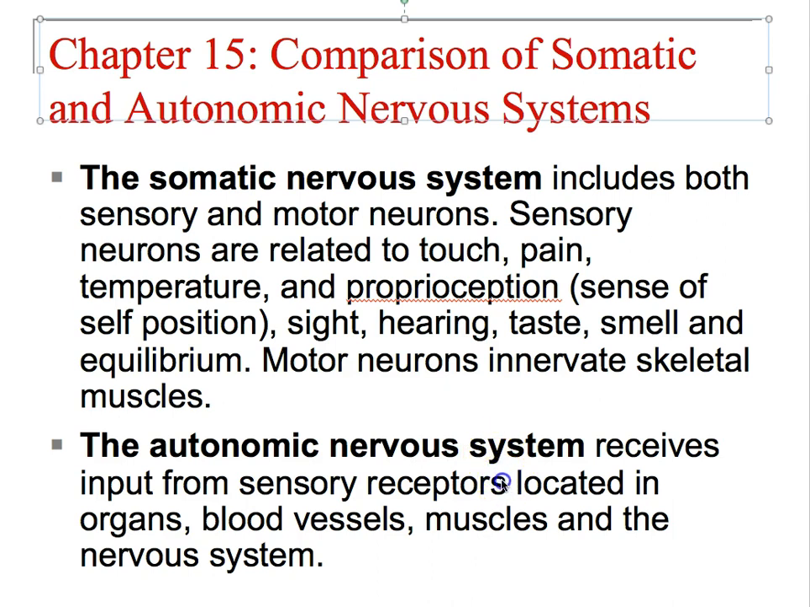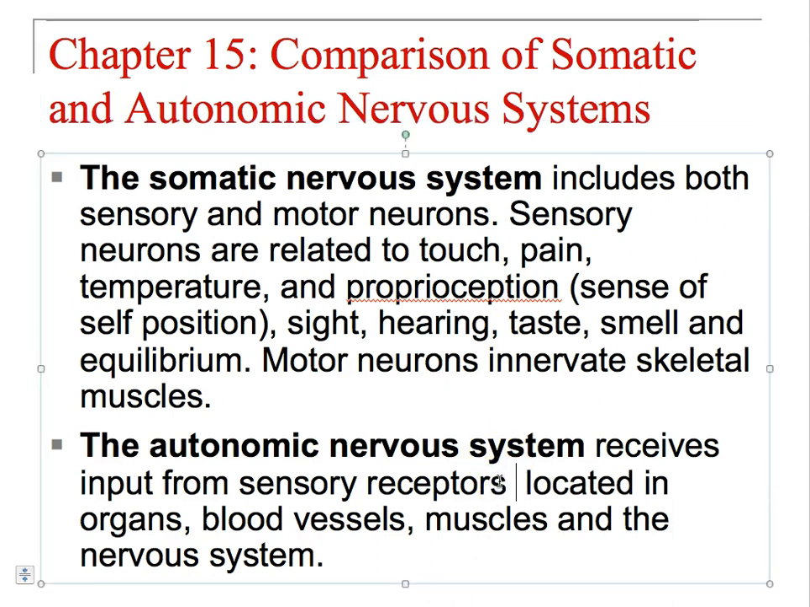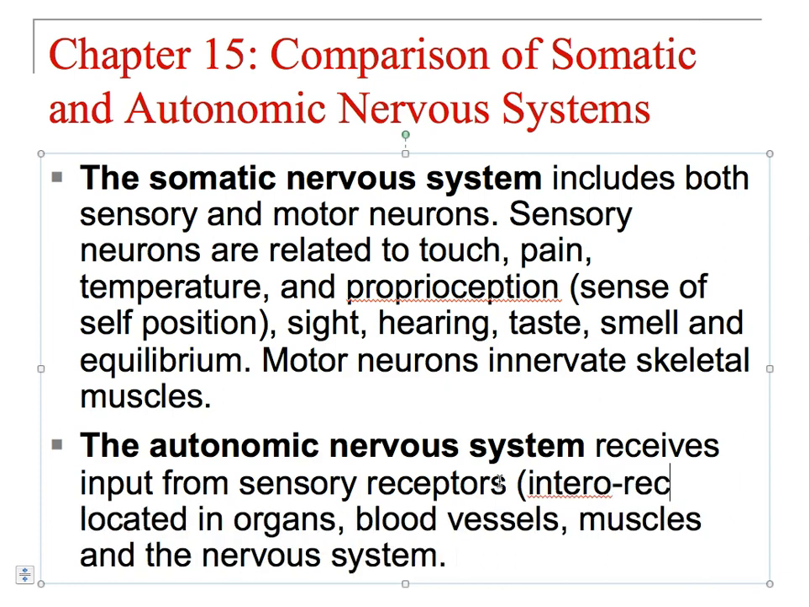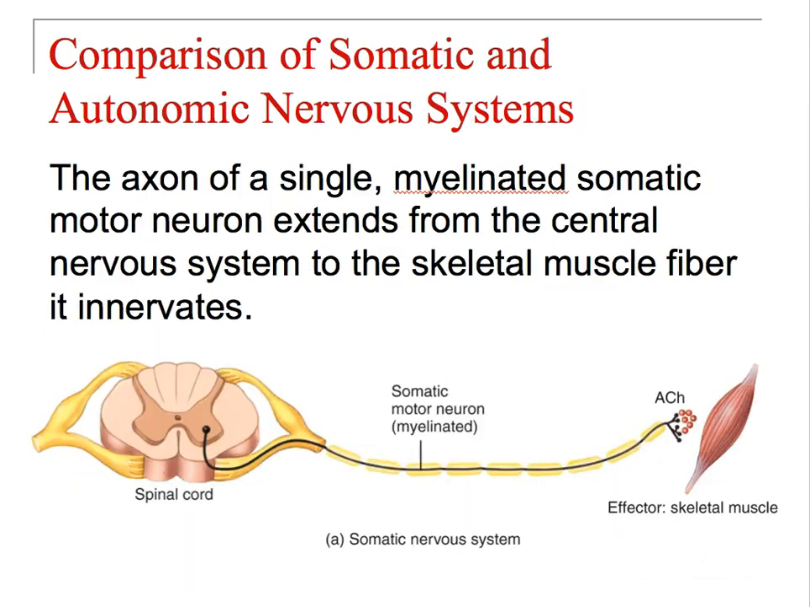Collectively, I would put in the word interoreceptor here, right? So interoreceptor. And those interoreceptors are going to collect information, and they're going to send it back primarily to the hypothalamus. And what's going to happen then, of course, your body is going to respond to the information that's traveled in. We're going to take a look first here at the somatic nervous system.